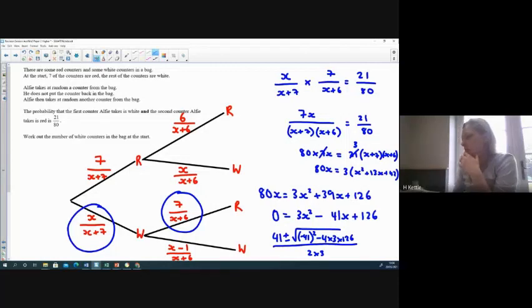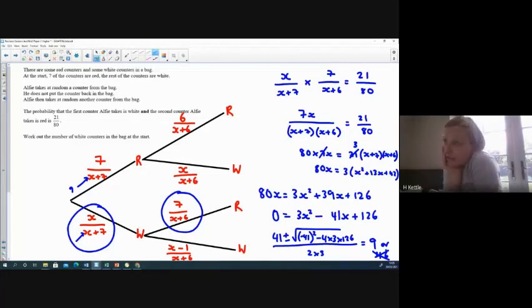Good. So the positive solution gives me 9. And let's just check what the negative solution is using the minus instead of using the plus. Always good just to check. 4.6 recurring. Now, can we have 4.6 recurring counters? No, we can't. So we'll disregard that one and we'll take our solution to be 9, which means that x is 9. So we've got 7 red counters and 9 white counters, which would give us the answer that we need.